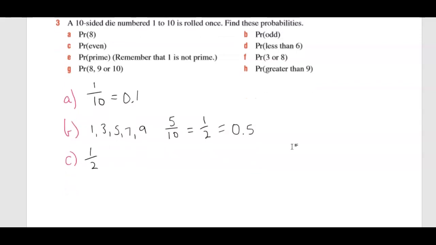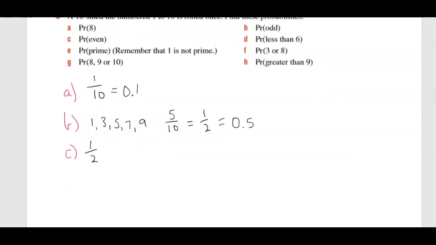Okay, less than 6. If it helps, you can write all your numbers less than 6. So 1, 2, 3, 4, 5. So possible outcomes, 5 over 10, which is also a half. And I'll let you do the others.